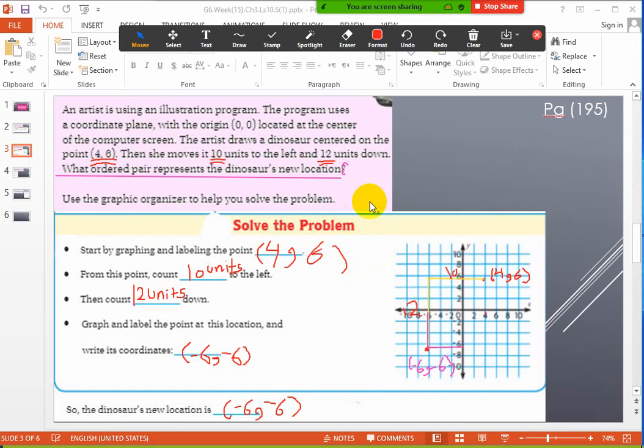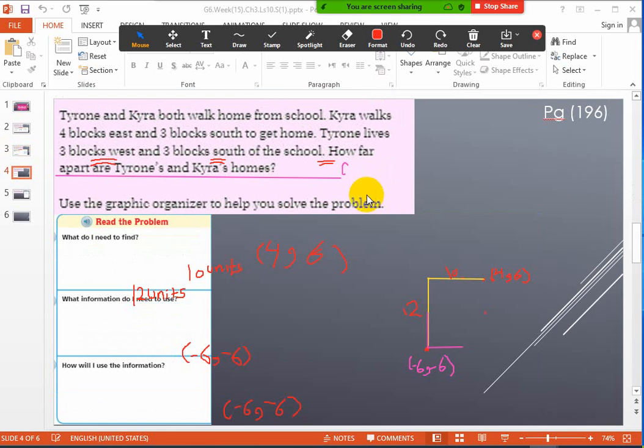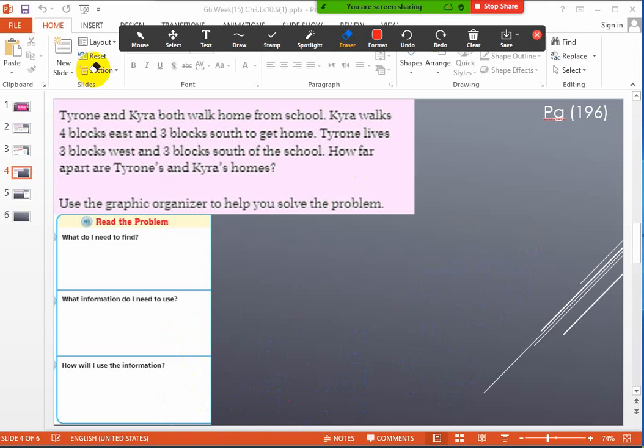Okay, now let's move to the next problem, which is a problem on page 196. Let's read this problem also. This problem I will use the coordinate plane also to find the answer. Here I will use the distance between the points to find the answer.